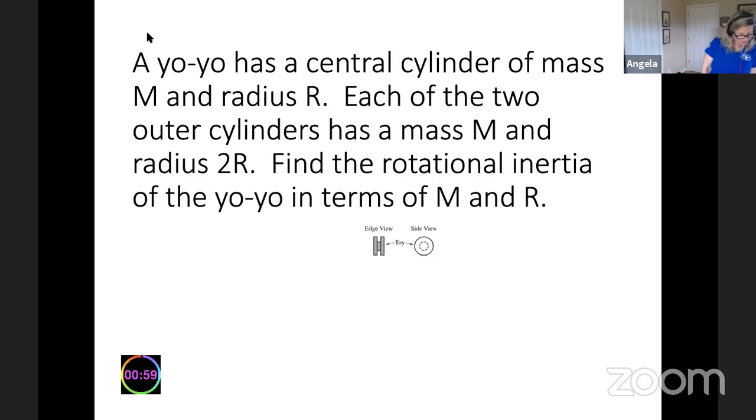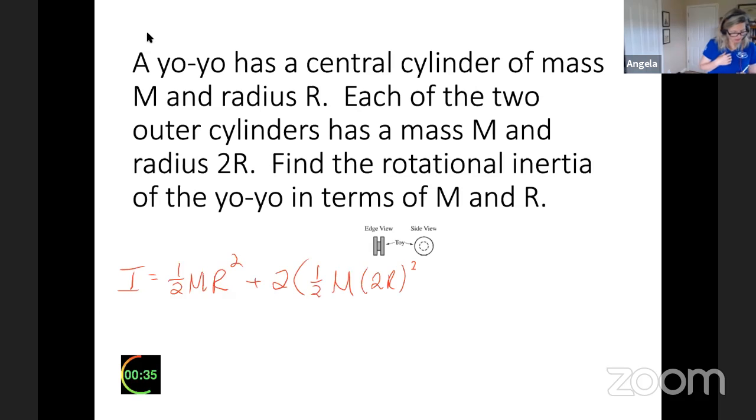Okay, so you want to find the rotational inertia of the whole yo-yo. So let's start with the inner cylinder. We know a cylinder is 1/2 mr squared, and they said this inner cylinder has a mass m, radius r. Okay, and then both outer cylinders. So let's double whatever each outer cylinder is. The outer cylinders are still cylinders. They still have mass m, but their radii are 2r.